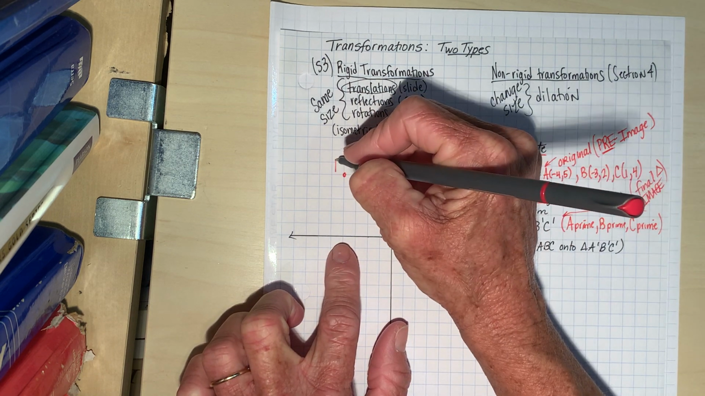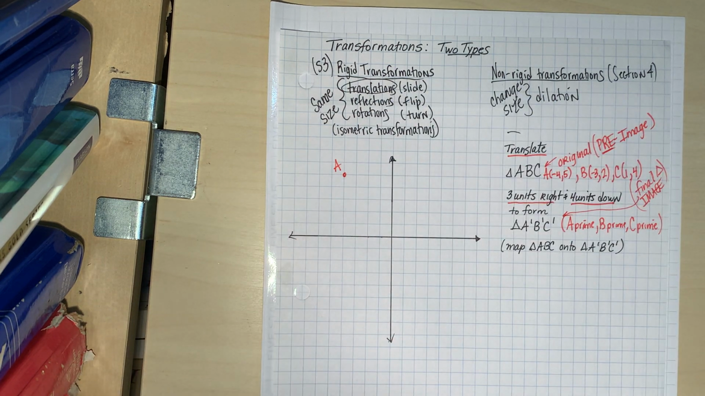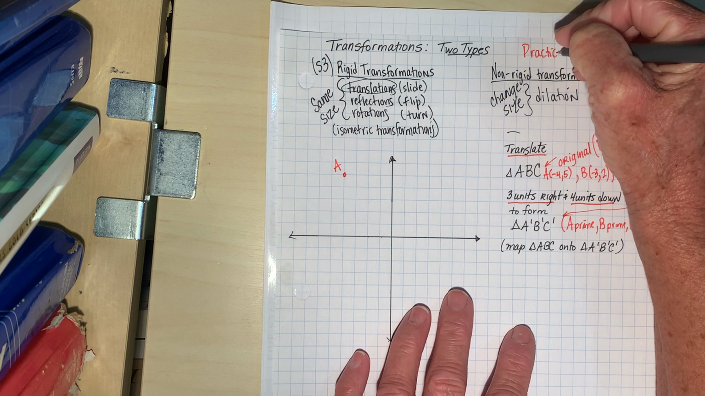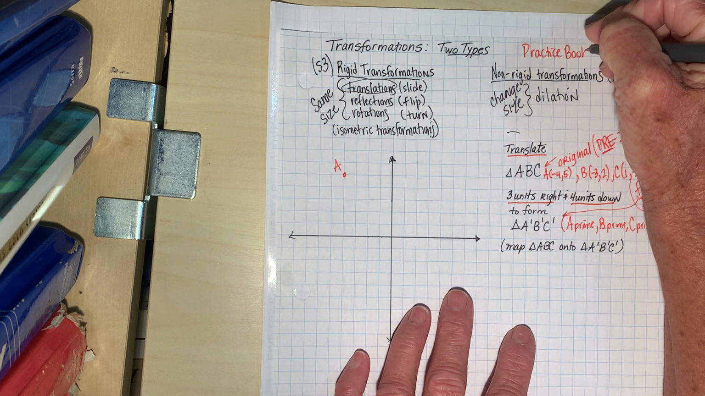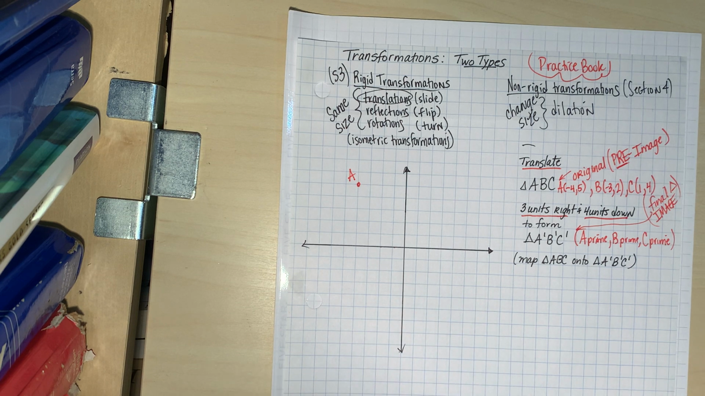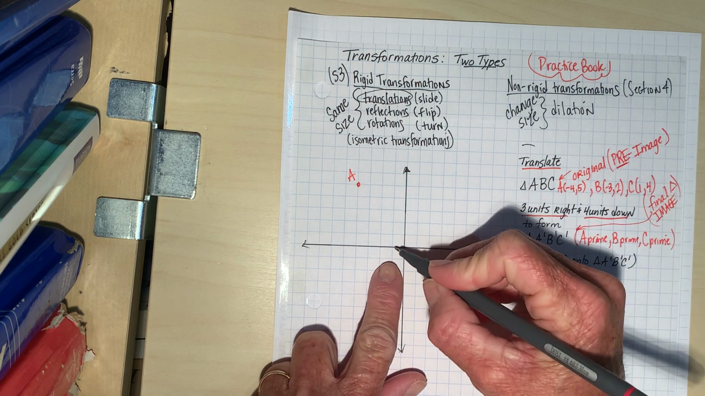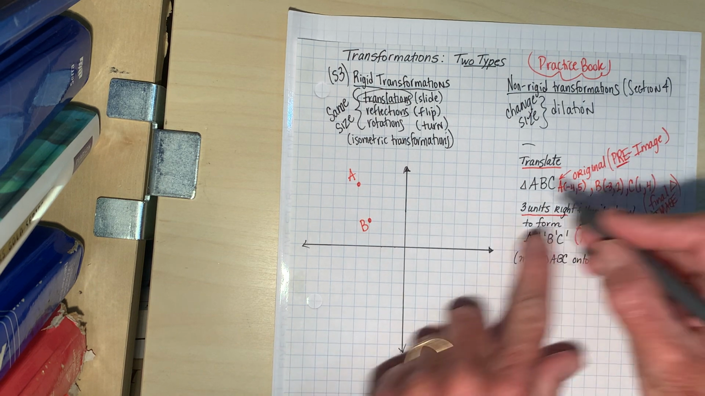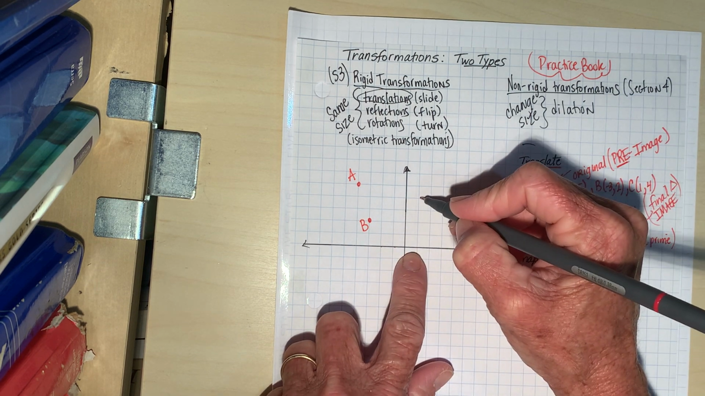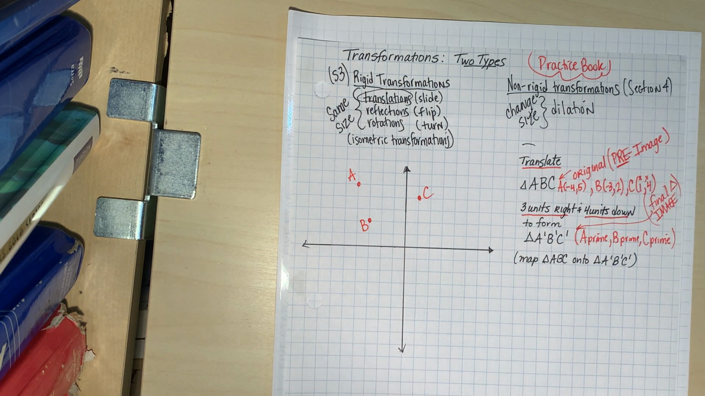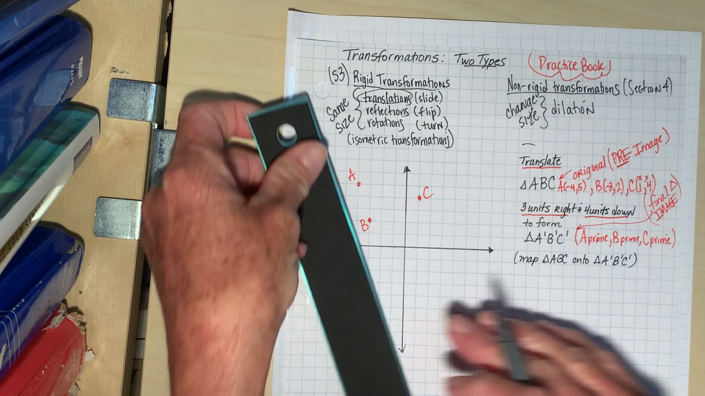By the way, for this lesson, you need graph paper, as well as your practice book in a few minutes. We're going to practice some problems in the book, and then you'll have some additional practice to do after you watch the video. B is located at (-3, 2), and C is located at (1, 4). Remember, x, y. Okay, let's go ahead and draw the triangle, and then we'll be ready to translate it.